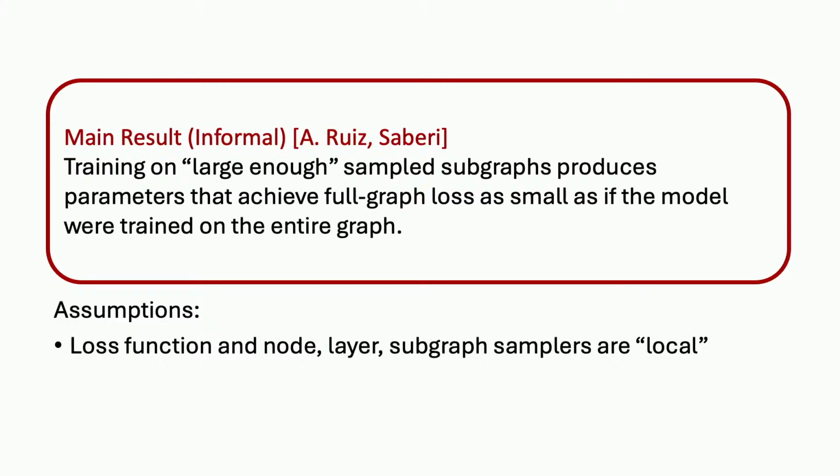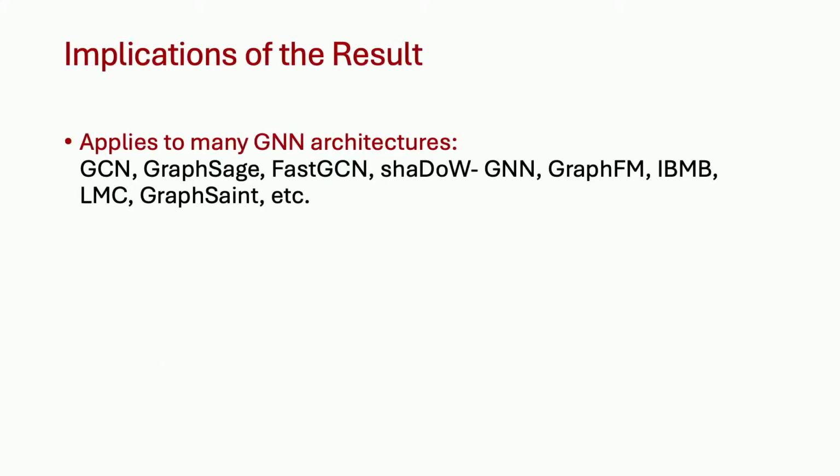Some implications of this result, after I formalize it, would be that it applies to many of the GNN architectures that worked in practice. Examples of them are some that I mentioned first. Basically, anything that has this sampling algorithm as a local function. The local function can be something that depends on the spectral properties of the graph, but is approximatable by local characteristics of the graph.